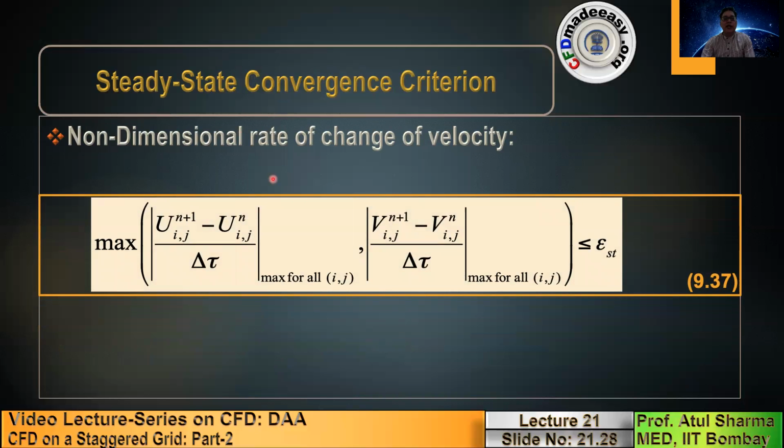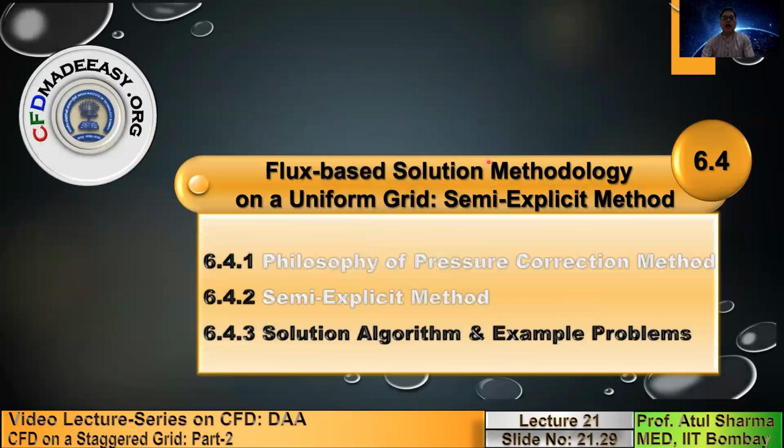Now, the steady state convergence criteria is, as I mentioned in the earlier topic, we here take the non-dimensional time-wise gradient of the non-dimensional velocity. The non-dimensional rate of change of velocity for u as well as v should be less than or equal to a small tolerance. If it's a heat transfer problem, you also have to take the non-dimensional rate of change of temperature. So that completes the semi-explicit method. I started with a philosophy, and using that philosophy, I've shown you a series of equations for predictions and corrections for velocities, mass fluxes, and the pressure correction. Finally, I'll present the solution algorithm and an example problem.